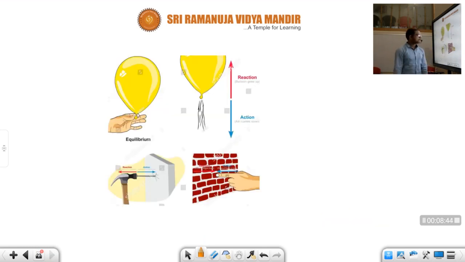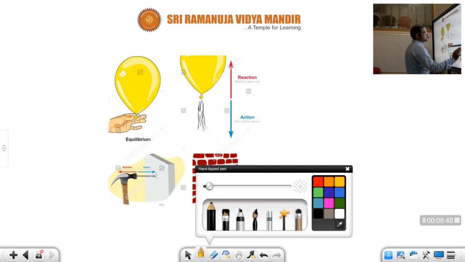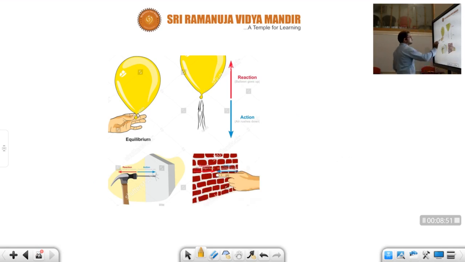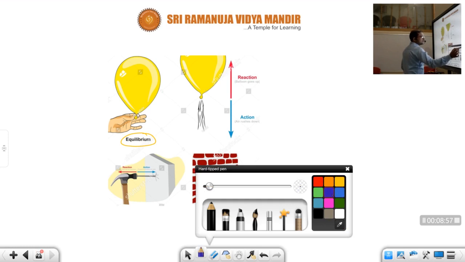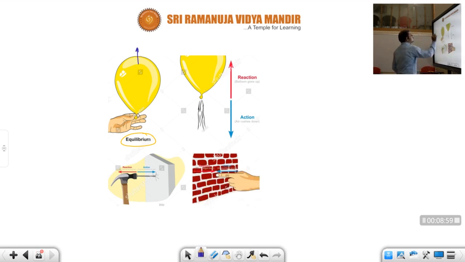Yeah, see here. Now I gave this one as an example. Children, this one is in equilibrium. Equilibrium in the sense that the upward force on the balloon and the downward force both are equal. So that is the reason the balloon is able to stay in equilibrium.